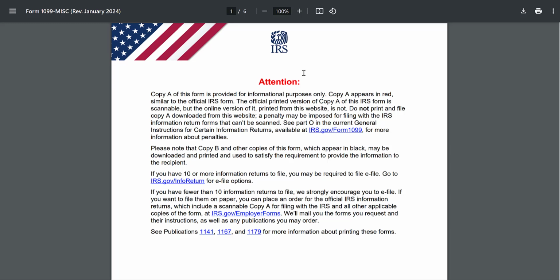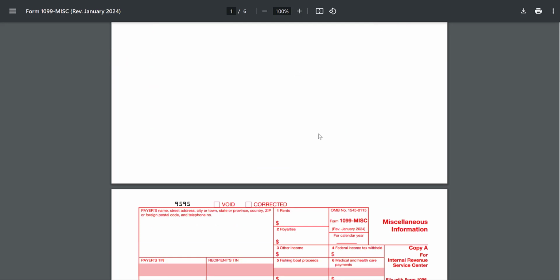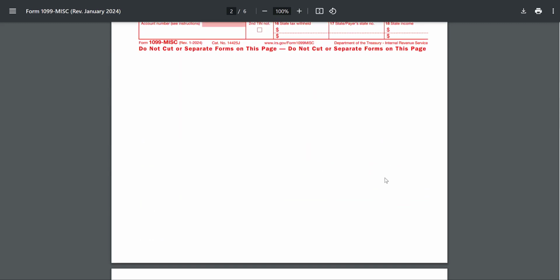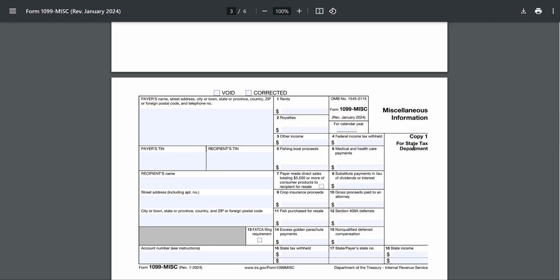So the first page is going to be instructions. Second page is copy A. This gets sent to the IRS. Okay, so for Internal Revenue Service Center. Now notice it says file with Form 1096. I'm going to show you that in a minute. This is copy 1 for State Tax Department.